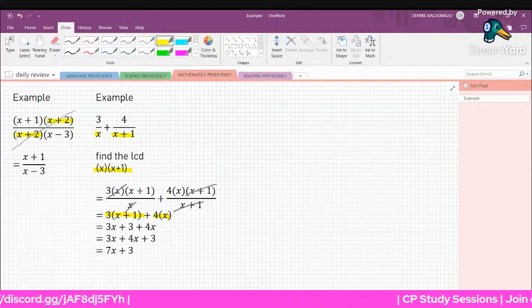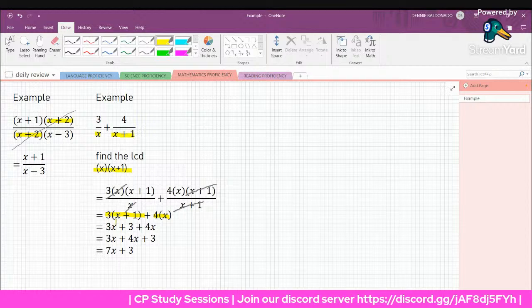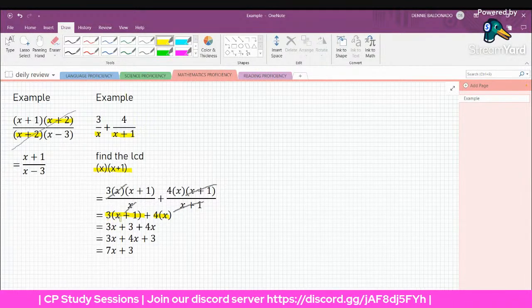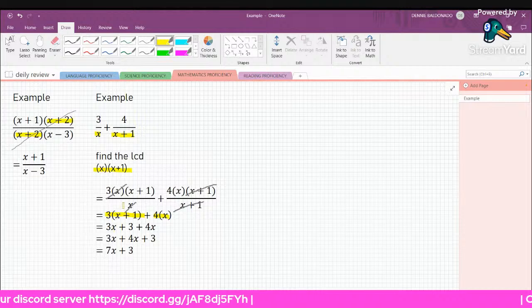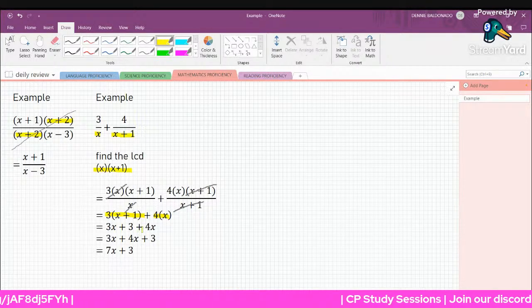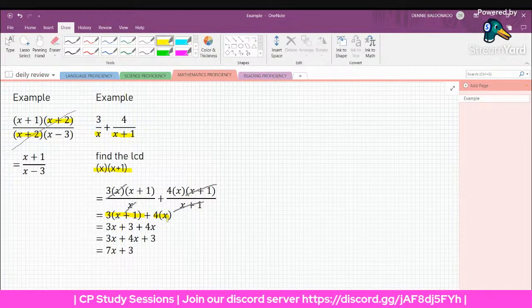So, after nun, i-distribute na natin, pagka-combine natin yung like terms. So, 3 times x is equal to 3x. Then, 3 times 1 is equal to 3. Then, after nun, proceed tayo sa kabila. 4 times x is equal to 4x.